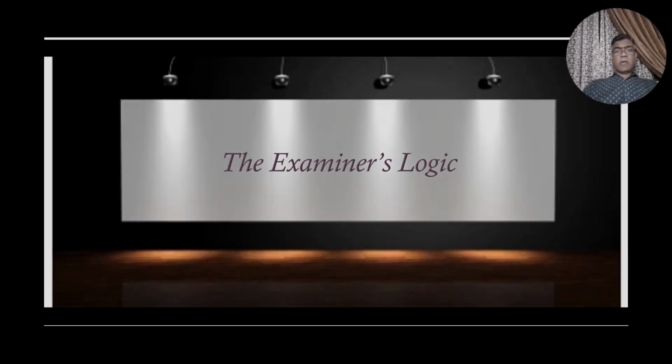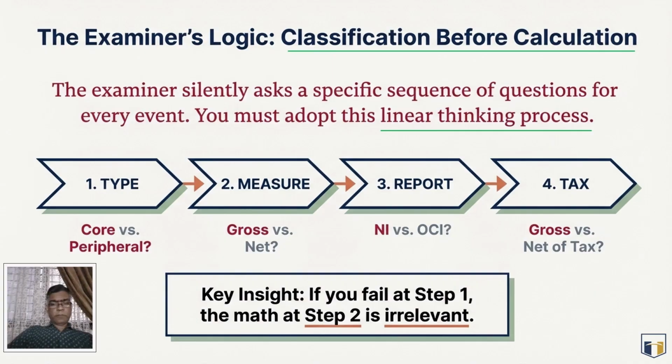Now we will focus on the examiner's logic. The examiner does not test memorization. The examiner tests reasoning. They ask: did the candidate classify correctly? Did they apply the right measurement model? Did they present it properly? Did they understand tax consequences? If you follow the four gates, you align with examiner logic. Examiner logic is classification before calculation. So where does the examiner focus? Classification, not the calculation, right?